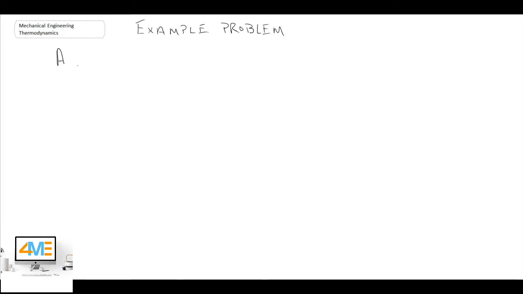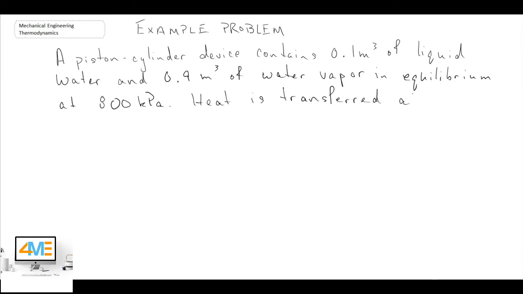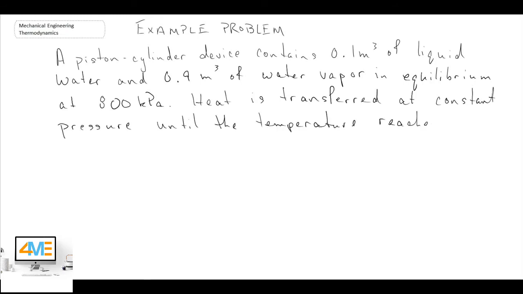So we have a piston cylinder device that contains 0.1 meters cubed of liquid water and 0.9 meters cubed of water vapor in equilibrium at 800 kPa. We're then told that heat is transferred at constant pressure until the temperature reaches 350 degrees C.